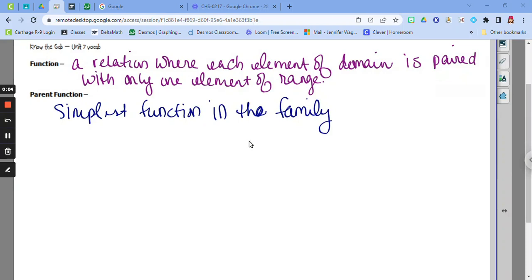So first of all, you've got a function, where in a relation, each element of the domain is paired with only one element of the range. So that makes the difference with what we're working with today, which are functions, versus the conics that we worked with before. Conics are not functions.